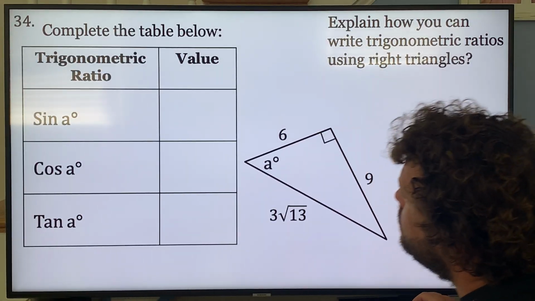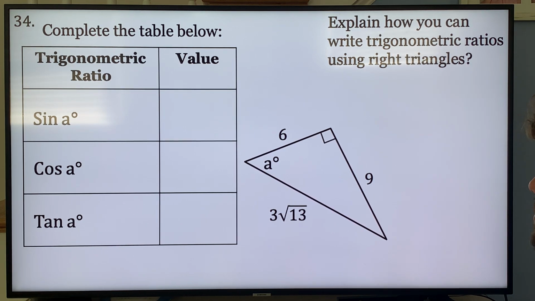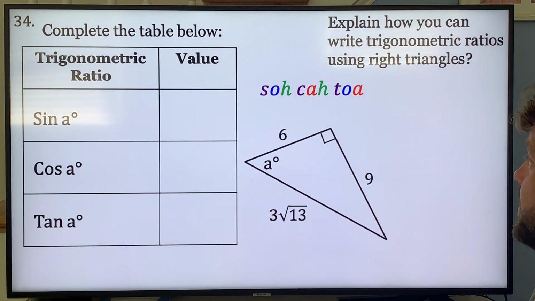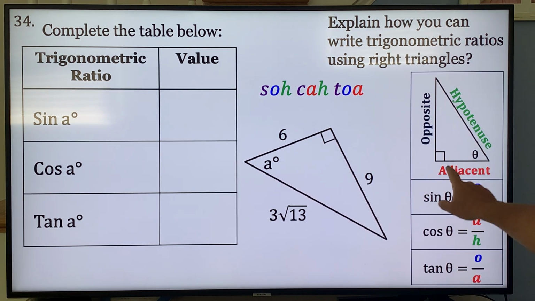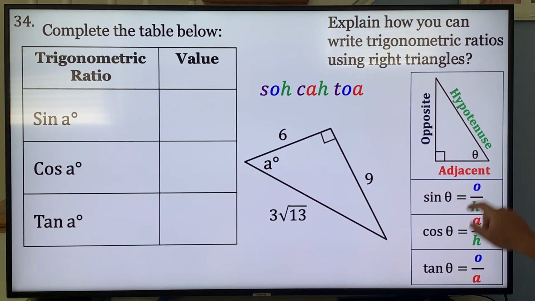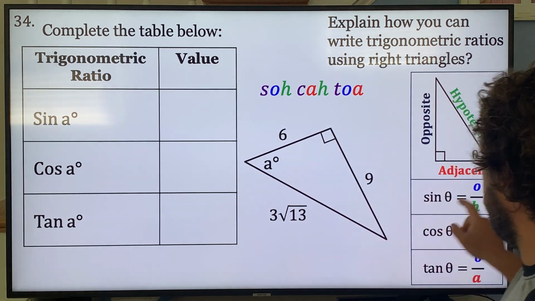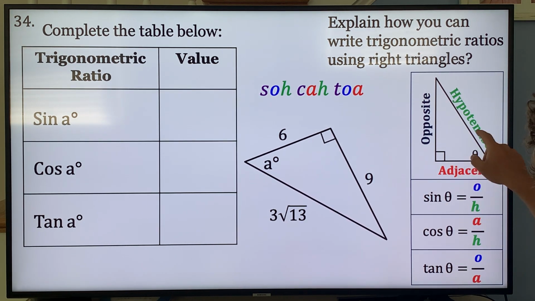5. Ooh, some more trig. Explain how you can write trigonometric ratios using right triangles. There you go. Here's straight from my geometry class. You remember this maybe. I think I had it. SOHCAHTOA. You have a triangle. The angle, opposite, adjacent, hypotenuse. Sine, opposite over hypotenuse. Cosine, adjacent over hypotenuse. Tangent of this angle, opposite over adjacent.